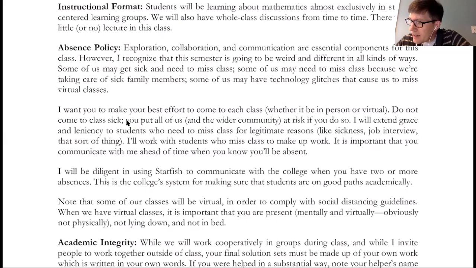One thing that I want to tell you about is I will use Starfish to communicate with the college when you have 2 or more absences, right? So that's sort of a Wofford policy.